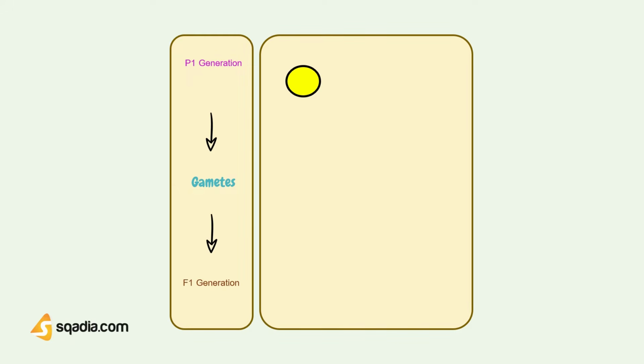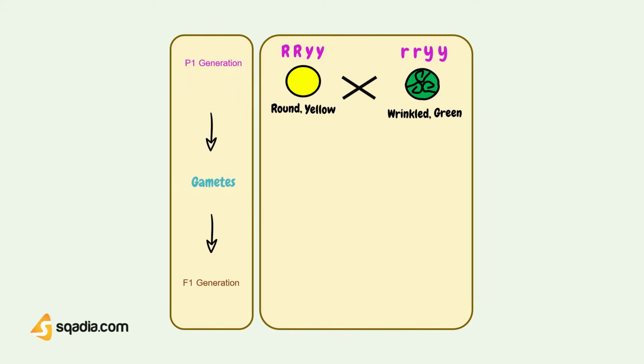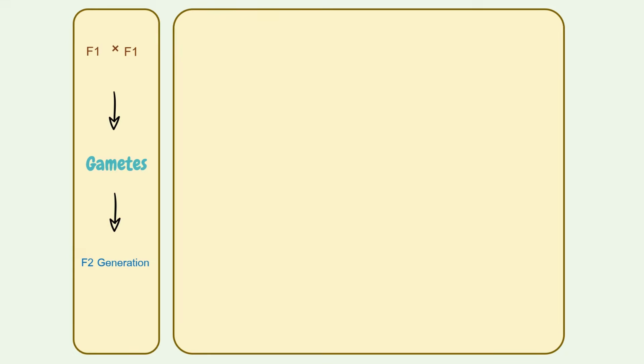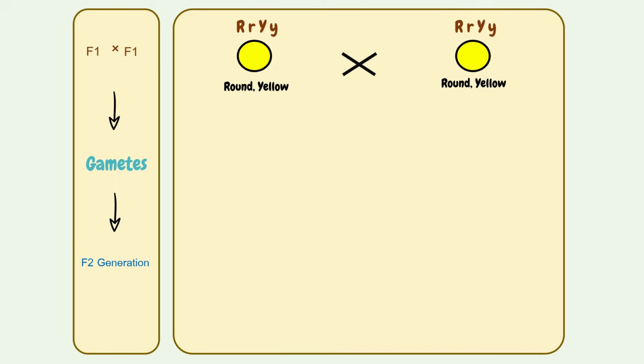Mendel crossed a true breeding plant that had round yellow seeds with a true breeding plant having wrinkled green seeds. Round yellow seeds will generate gametes with capital R and capital Y, while wrinkled green seeds will generate gametes with small r and small y. All seeds in the F1 generation were round yellow. The cross of the F1 generation produces the F2 generation, called second filial. The F1 generation, which was round yellow, is crossed with another F1 generation.